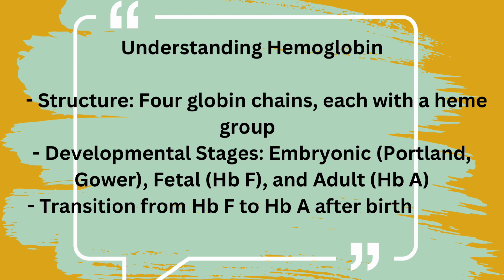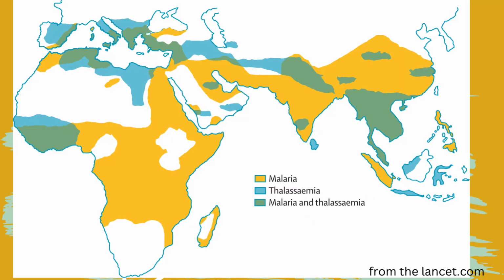After birth, a switch occurs, usually between 3 to 6 months, transitioning to adult hemoglobin, HbA, while HbF levels decrease but remain detectable throughout life. These disorders, especially thalassemia and sickle cell disease, are prevalent in regions formerly or currently affected by malaria, as carriers of these conditions have some resistance to the malaria parasite.